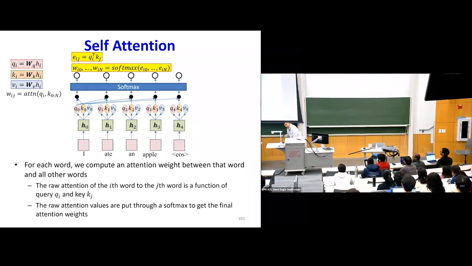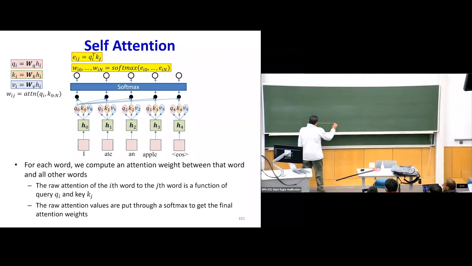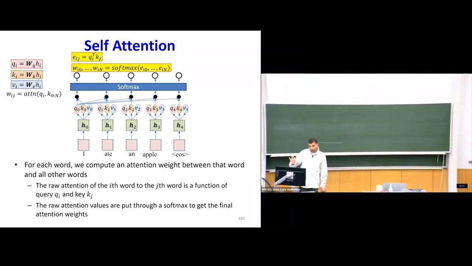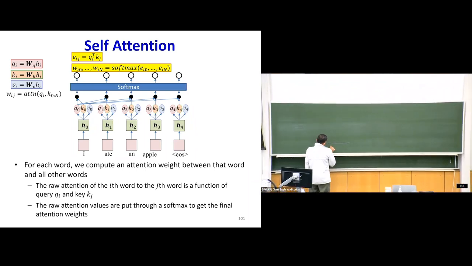I'm going to use the query for that word. So, you know, these are my inputs. I'm speaking only of the inputs over here. I'm not even talking about the outputs, okay? So I have I1, I2, I3, I4, I5. And then for the first input I1, I'm going to compute a set of attention weights where I will use the query Q1 with the keys over here. This making sense, right?